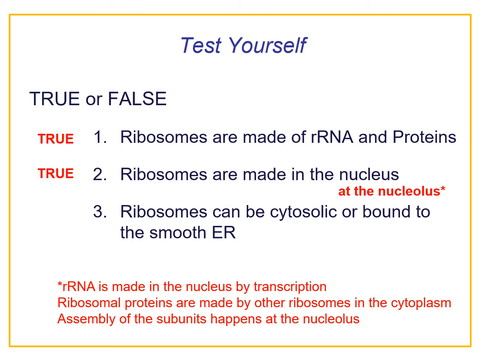Number 3, ribosomes can be cytosolic or bound to the smooth ER. If you guessed true, you're wrong. What's wrong about this? Well, notice the word smooth. Almost got you there. The true answer would be the rough ER. So make sure you read all of your questions carefully.